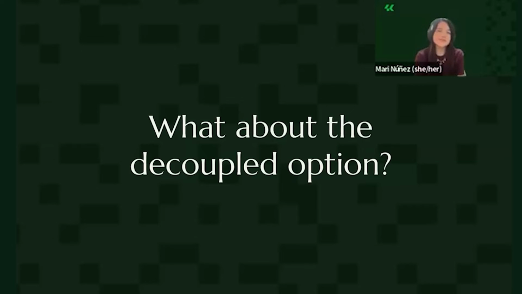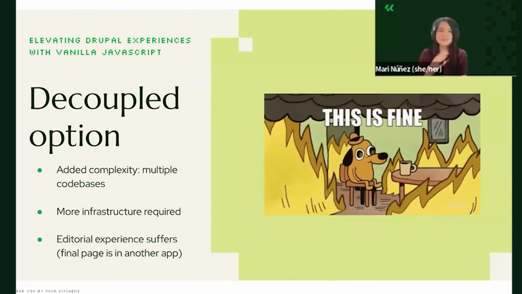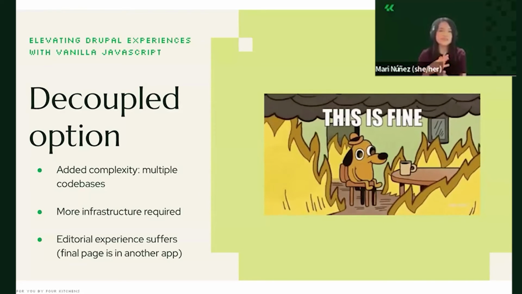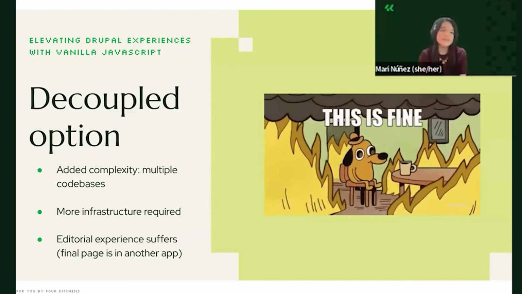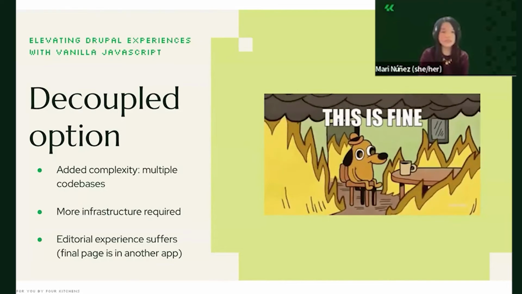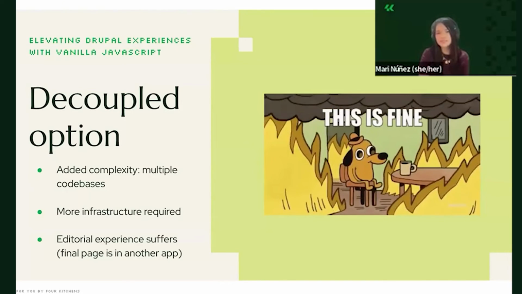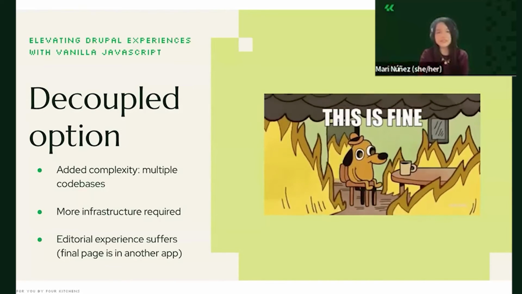Whenever we talk about modern web experience, someone brings up the question about the decoupled approach, and for a good reason. So what does it mean to decouple? A decoupled setup means separating Drupal's backend from the front-end layer. While decoupling Drupal sounds appealing, it comes with some real challenges that we need to take into account. First, there's added complexity. You are now managing multiple code bases, which increases development time and the chance of bugs. Second, it requires more infrastructure, which can add costs and maintenance overhead. And finally, the editorial experience can suffer. In a decoupled setup, the final page lives in another place, which can be confusing for content creators.